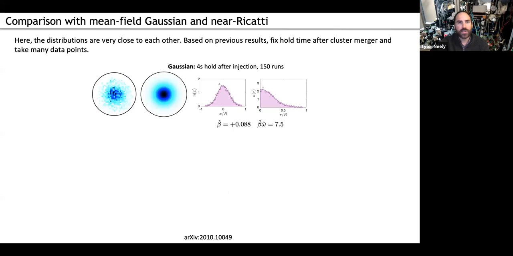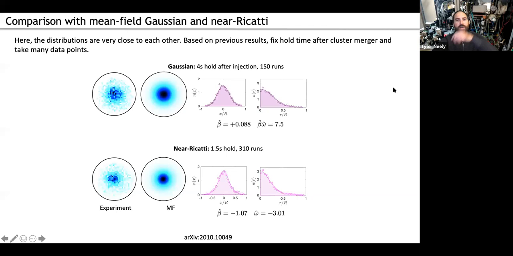Here are now the distributions based on previous results. We just picked a long enough hold time and then took a bunch of runs. Here are the results of doing the experiment, injecting those clusters, seeking to see the Gaussian state. And we get again a nice fit to the mean field theory, which is very close to that beta equals zero infinite temperature regime. Beta omega is this value of 7.5, which means omega is diverging towards infinity, which is what you would expect for the Gaussian.